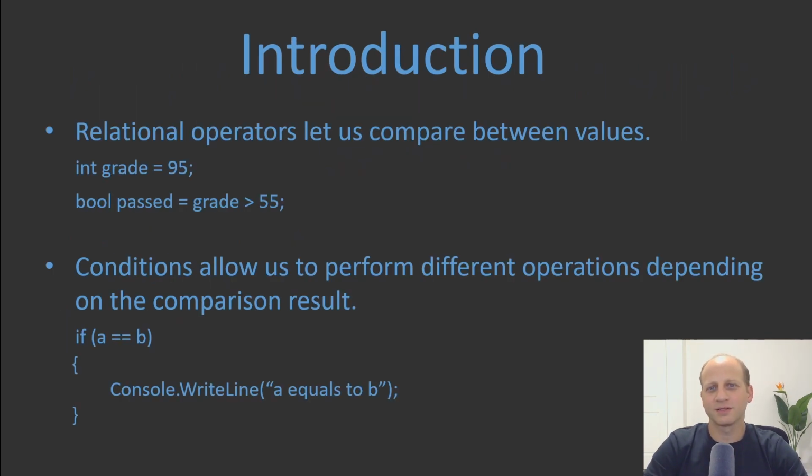First, let's understand what relational operators and conditions are. When we are writing programs, very often we need to compare between different values. For example, we may want to check if a student's grade is higher than 90, or in contrary check if it is lower than something. To make this comparison, we use relational operators like greater than in the first example, and then use a condition to run some code based on the comparison's result. For example, we can decide that if a student has a grade higher than 95, he gets a certificate of excellence.